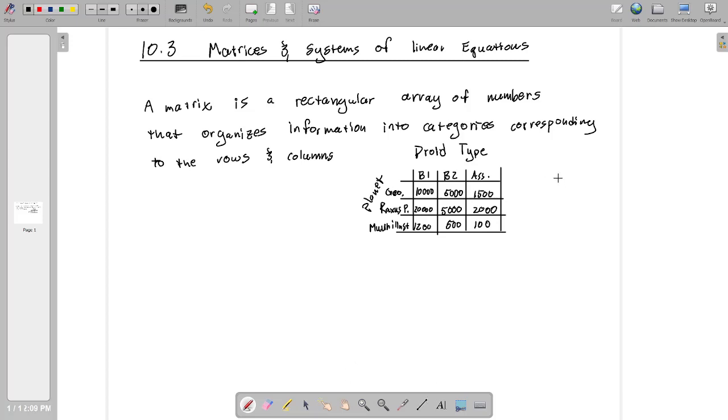Now we can write this information as a matrix, an array of numbers that organizes information. So our information would be the number of each battle droid type: 10,000, 5,000, 1,500, and then the next row would be Raxus Prime, which would be 20,000, 5,000, and 2,000, and then Utapau: 1,200, 500, 100. This is what the array would look like, and it's given by this information here.